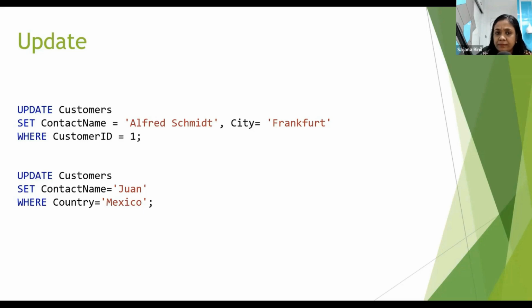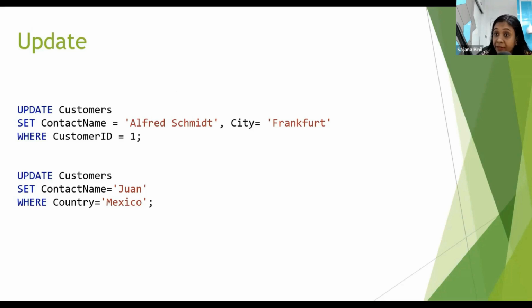Why did I do that? Tell me what the use is. Why did I use SET contact name equal to Alfred, city equal to Frankfurt, WHERE customer ID equal to 1? Why did I use this WHERE? Correct. To update only the customer who has an ID equal to 1.